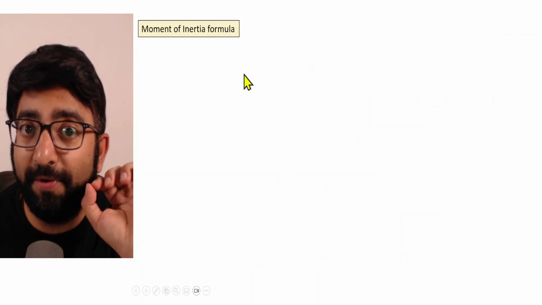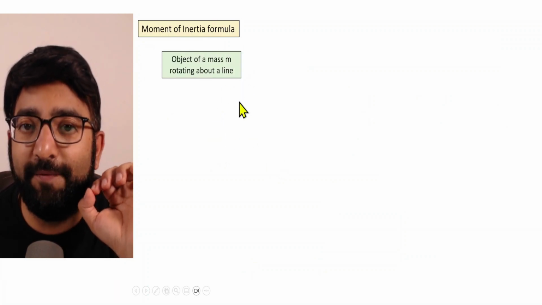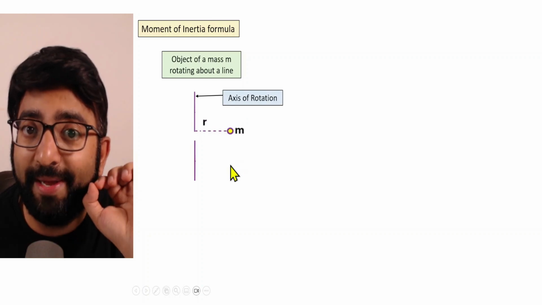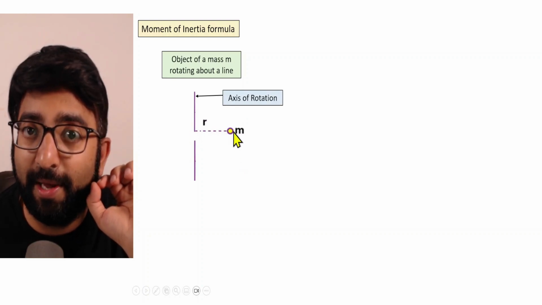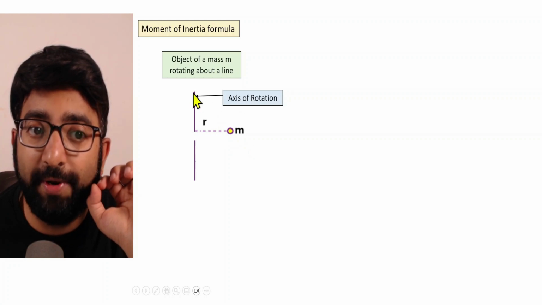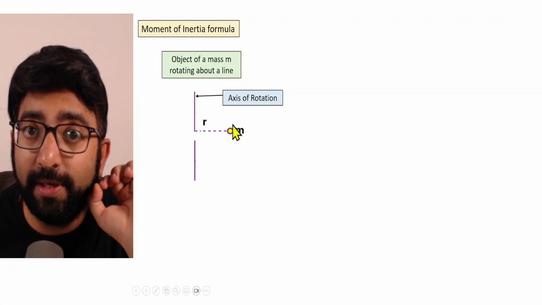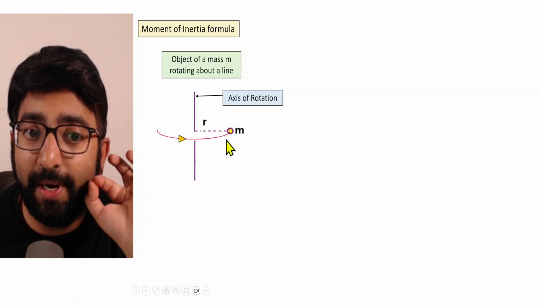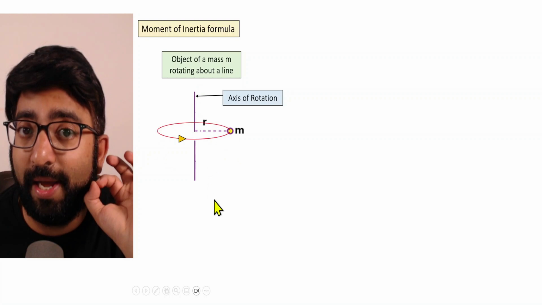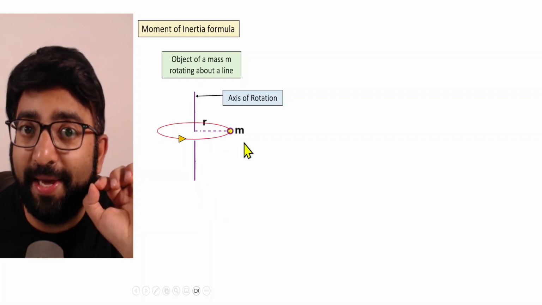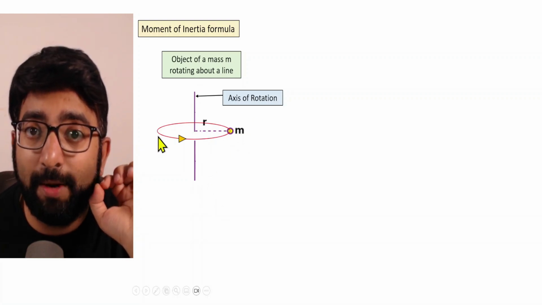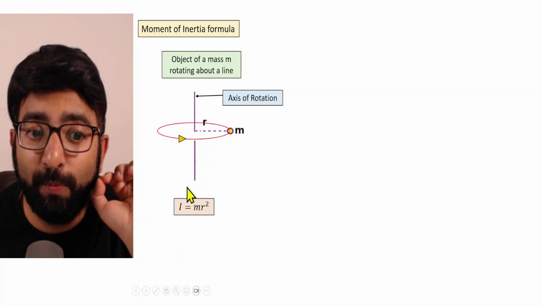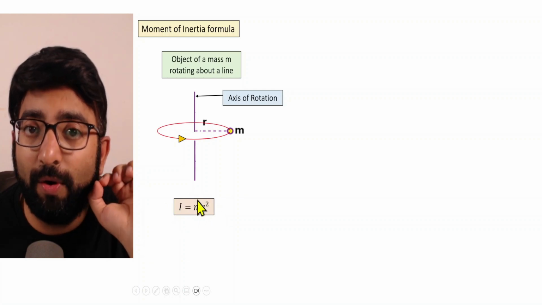Now we come to the moment of inertia formula. Consider a specific situation where we have an object of mass m and it is rotating about a line. Consider this yellow object of mass m, and the axis of rotation is this vertical line. The distance of the mass from this axis of rotation is r. Now let's say this object is rotating in a circle around this axis of rotation. Whenever you have a case where a point mass is rotating about a line, moment of inertia is given by this formula, mr squared. So it is the product of mass and the square of the radius.